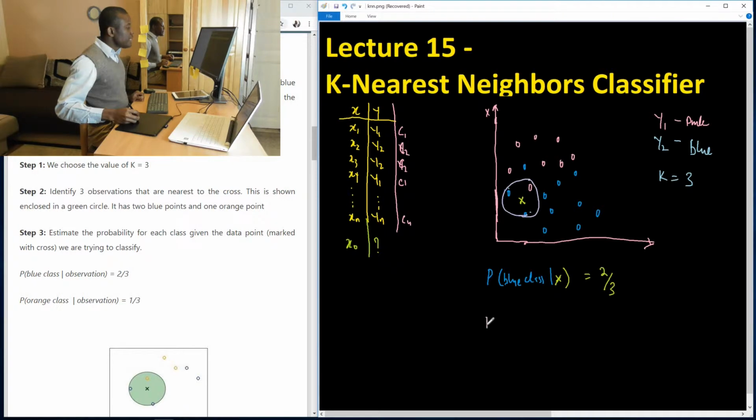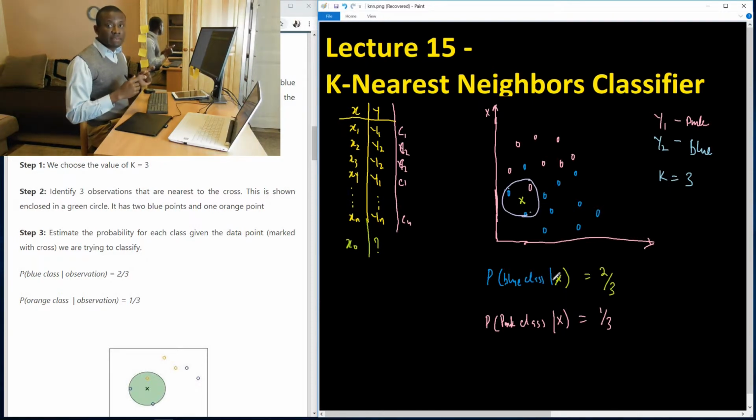And let's take the probability for the pink class. So the probability for the pink class given X is equal to, how many pink classes are there? 1 over 3. Now remember that if we have this symbol, this vertical line symbol, it means conditional probability. So we are trying to estimate the conditional probability of this value belonging to the blue class given this data point that we are trying to estimate.